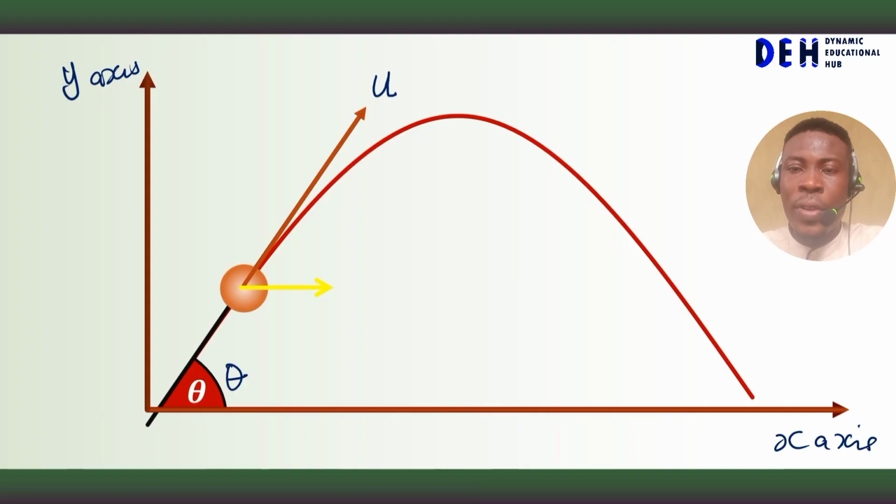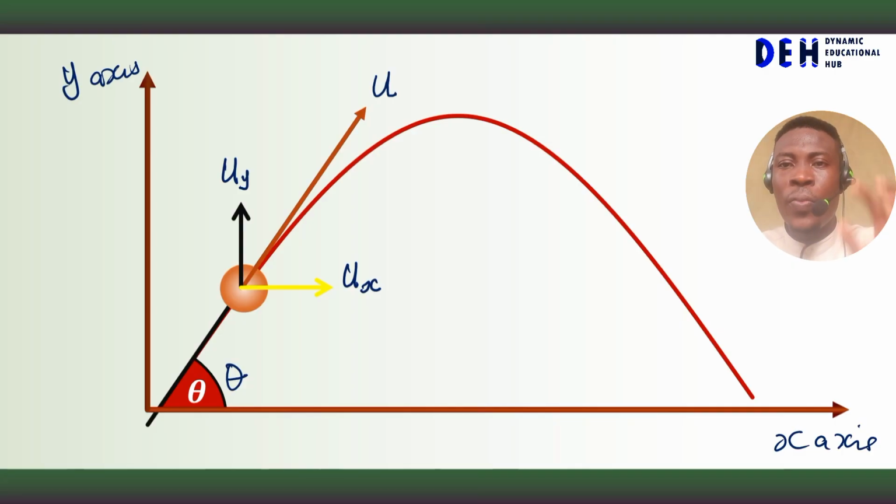So we are going to have this guy here, which is the ux, the horizontal component of this initial velocity. Ux is responsible for the horizontal displacement of this object. So we also have uy here, which is the initial velocity along the vertical axis. So this one is responsible for the vertical displacement of this object here. This is our angle here.